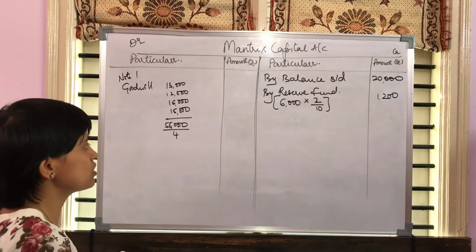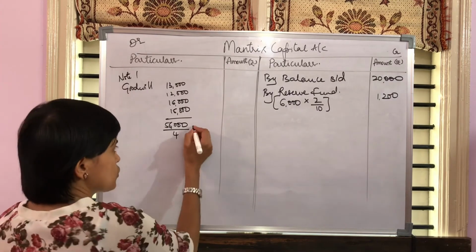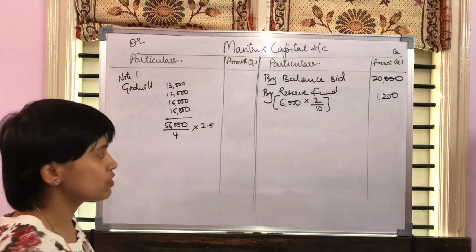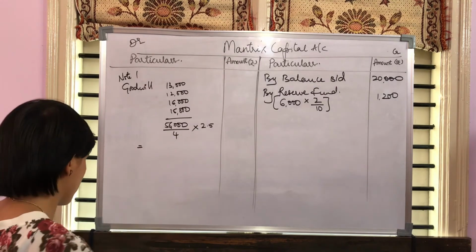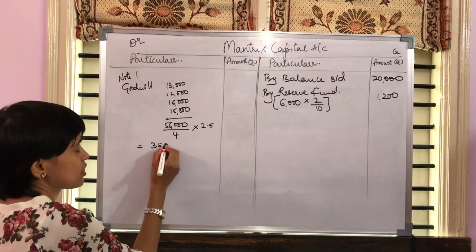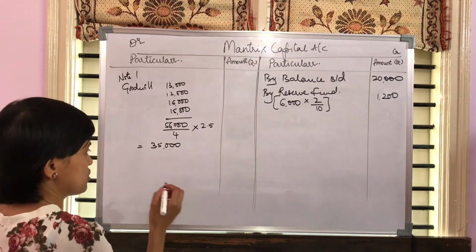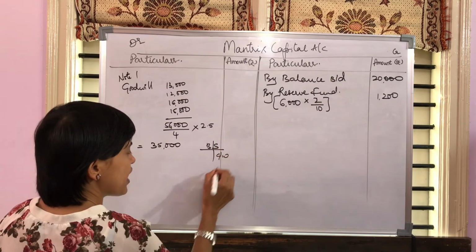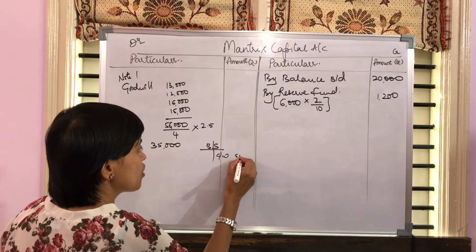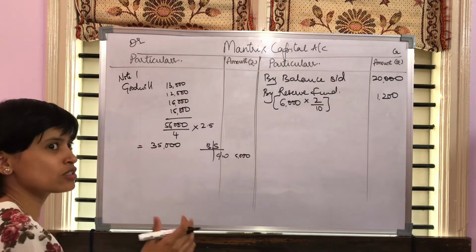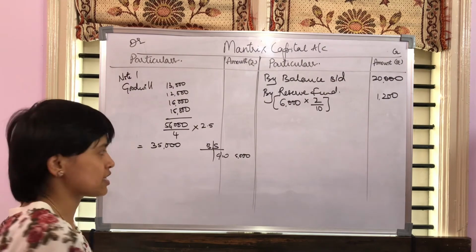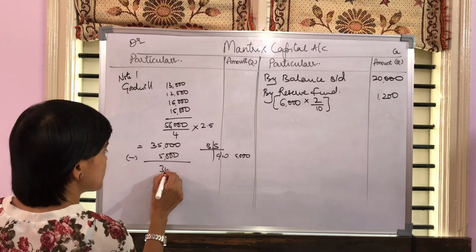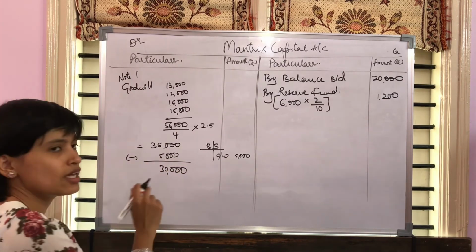So 56,000 divided by 4 into the number of years purchased, which is given as 2.5. So we are going to get the goodwill of the firm as rupees 35,000. Now in the balance sheet, on the asset side, you can find out they have given goodwill value which is rupees 5,000. So that means 35,000 is actually already existing in the business. So what you need to do is minus 5,000. We are going to get the goodwill of the firm as rupees 30,000.